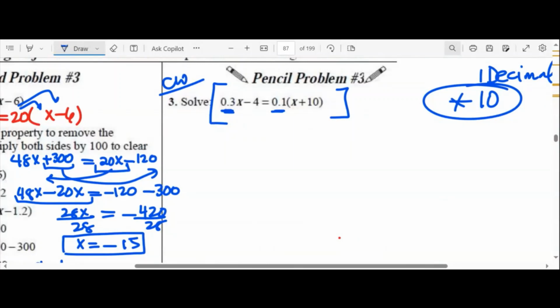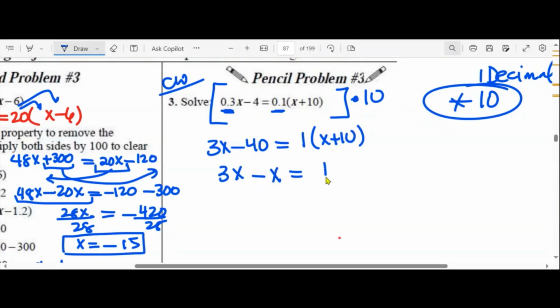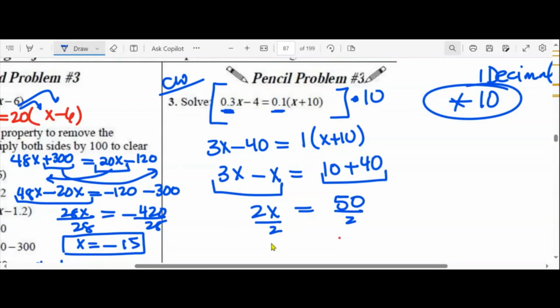Can you tell us the steps, please? Because it's in tenths, we multiply by 10 on both sides, we get 3x minus 40 equals x plus 10. And then we isolate the x, and we get 2x equals 50. Correct? So how much does this combine to? 2x. Combine. Divide by what? 2. So x equals how much? 25. Okay, you got the answer.